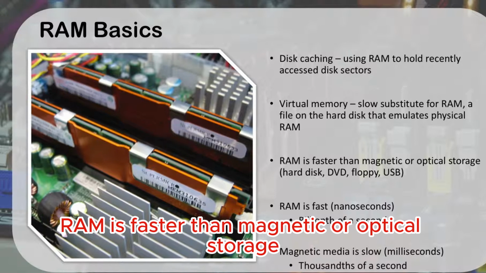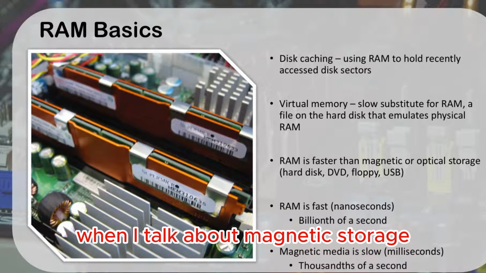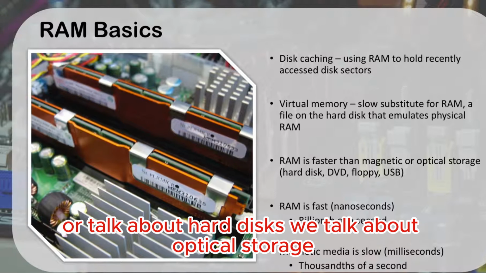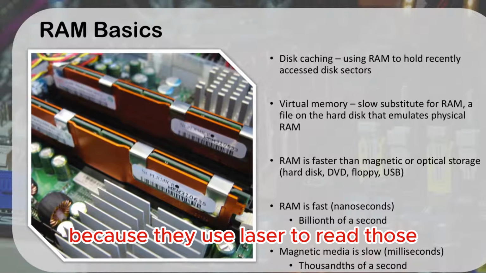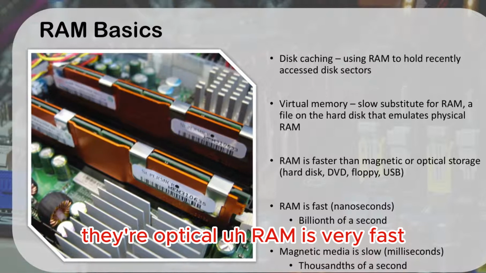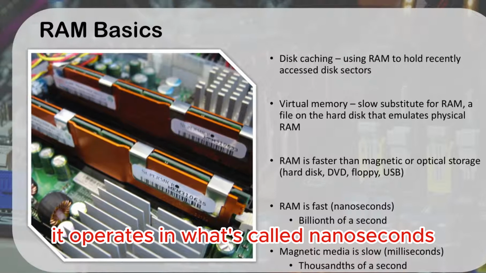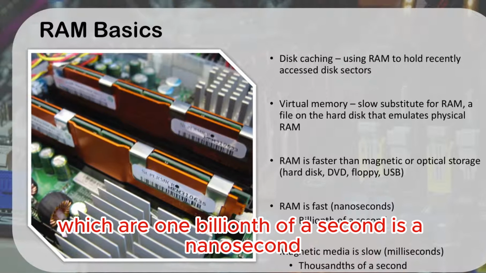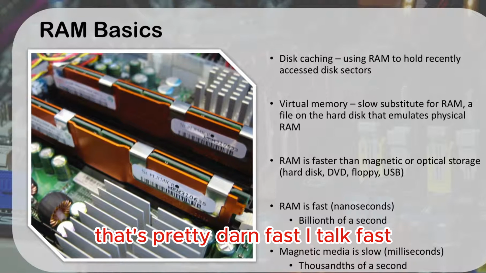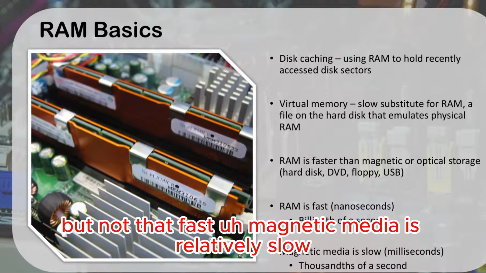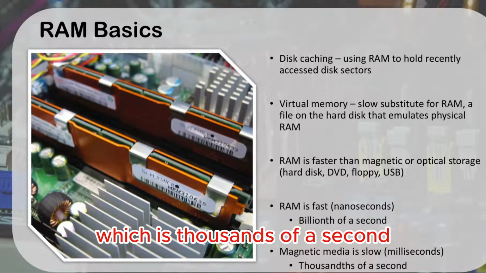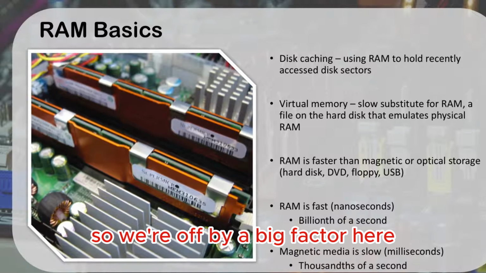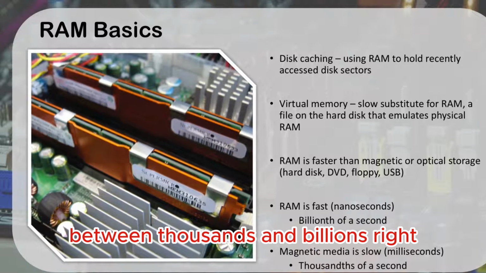RAM is faster than magnetic or optical storage. When I talk about magnetic storage, we're talking about hard disks. When we talk about optical storage, we're talking about CDs and DVDs, right? Because they use a laser to read those, they're optical. RAM is very fast. It operates in what's called nanoseconds, and a nanosecond is one billionth of a second. That's pretty darn fast. I talk fast, but not that fast. Magnetic media is relatively slow. It operates in milliseconds, which are thousandths of a second. So we're off by a big factor here between thousands and billions, right?